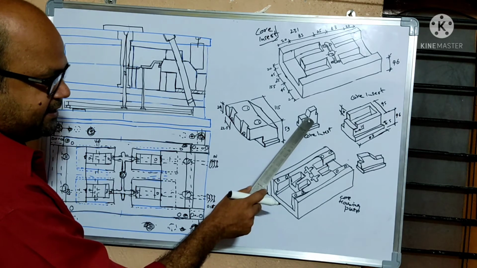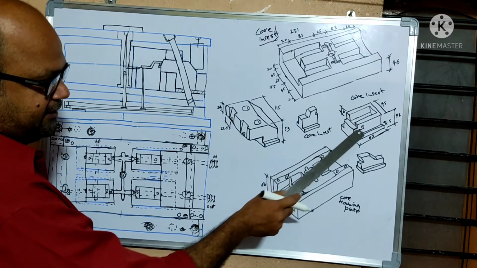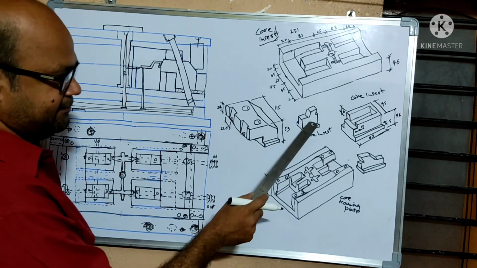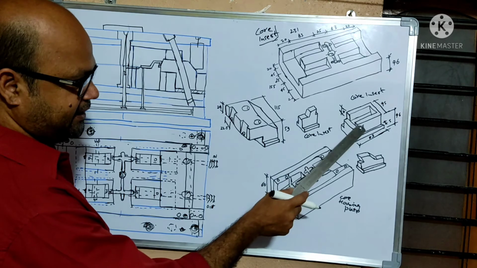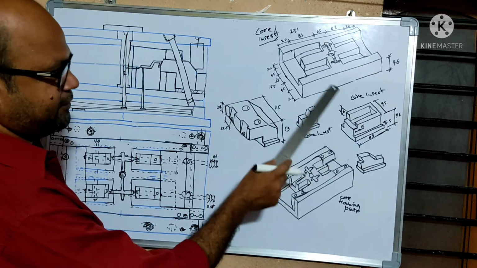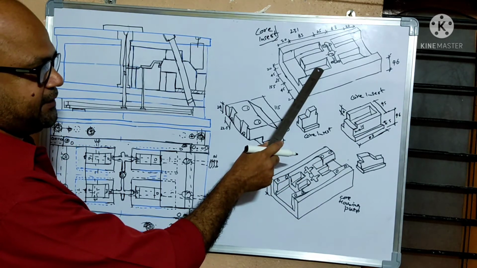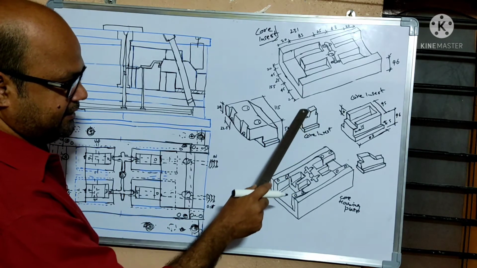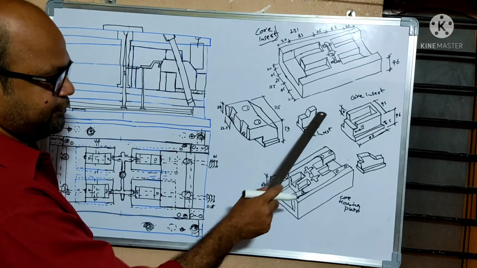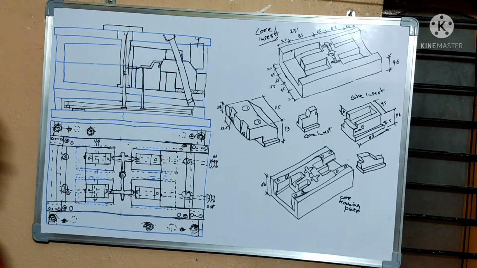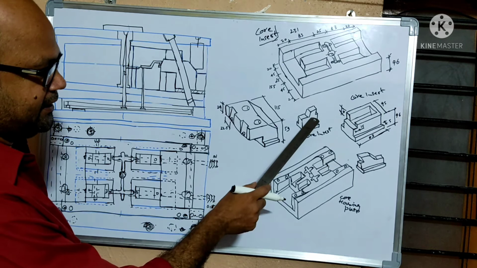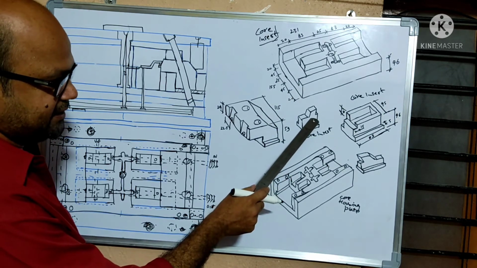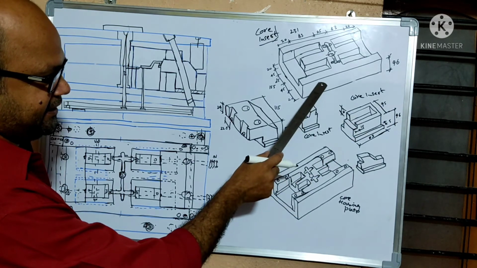This core insert will enter into this core insert. Again, the assembly of this core insert and this core insert will enter into this core insert. Then this profile will form the profile of the component. You are observing one insert, second insert, and third insert.